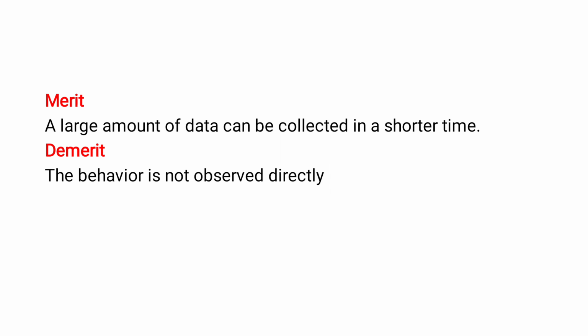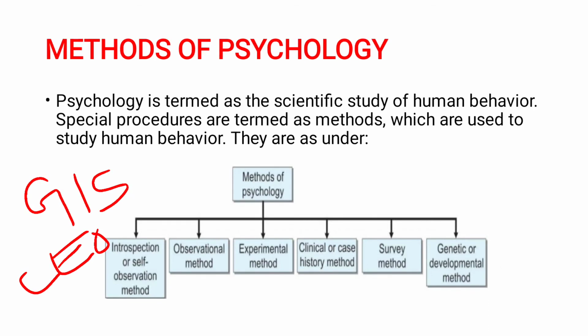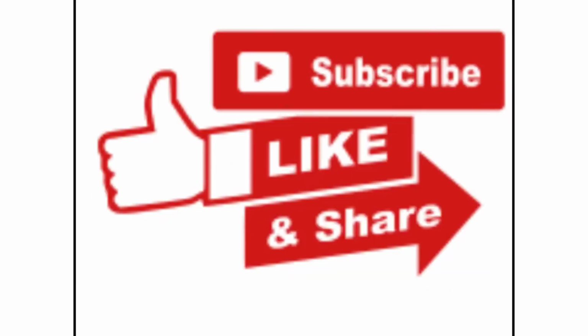So in today's video we have seen various methods of psychology. A quick recap of the various methods of psychology. GIST CEO is an acronym I told you to keep in mind. G is for genetic or developmental method, I is for introspection method, S is for survey method, C is for clinical or case history method, E for experimental method and O is for observation method.